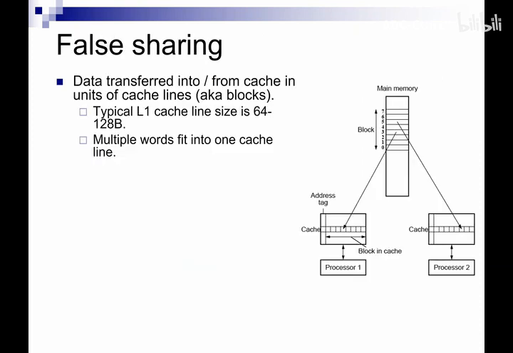Now I want to say just one more thing about caches, which is that you have an issue called false sharing. The problem is that when you transfer data from main memory to the cache, you don't transfer single bytes at a time. You transfer large chunks of memory, and these are called either cache lines or blocks. For example, for the L1 cache, a typical size for the cache line would be something like 64 to 128 bits. Within these 64 to 128 bits, you have multiple words of memory.